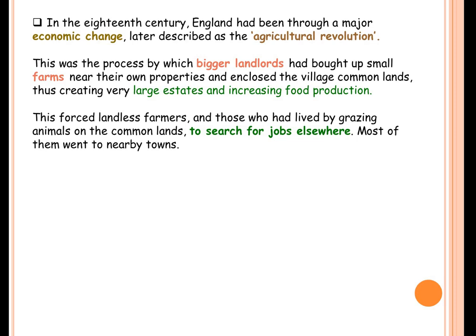What happened in the 18th century? England had been through a major economic change. What was the change that England underwent? It was later described as the agricultural revolution, which transformed the whole of Britain. This was a process where the bigger landlords had brought up small farms near their own properties. This happened in France also.